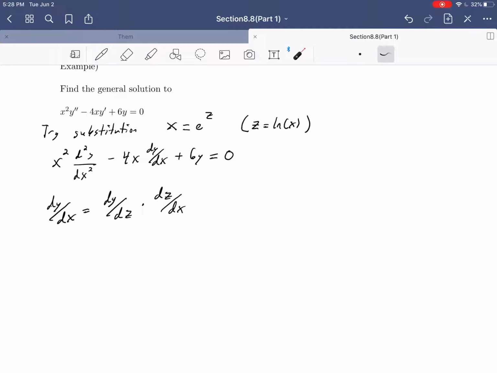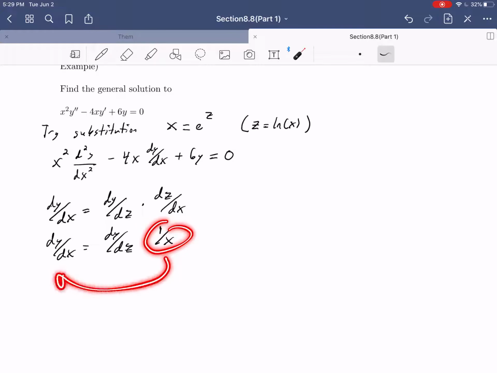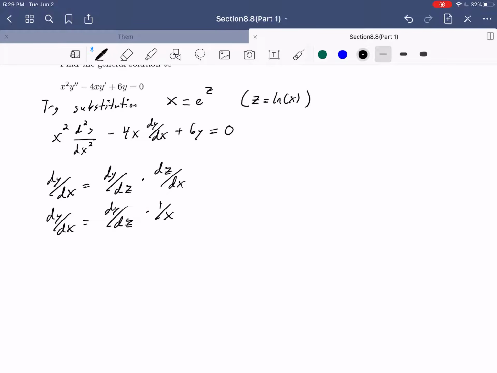Now, we don't know what y is, so we can't really say much about dy/dx or dy/dz. But we can say something about dz/dx, right? z equals ln x, so we know dz/dx is going to be 1 over x. So we can say that dy/dx is equal to dy/dz times 1 over x. Now, notice I could bring this 1 over x onto the other side, and I get a very interesting relation here: x dy/dx is equal to dy/dz.